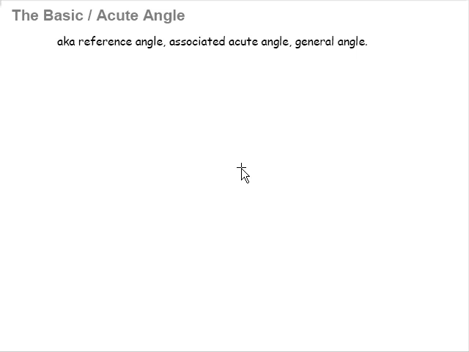The basic acute angle, which is sometimes known as the reference angle, associated acute angle, or the general angle. But most of the schools out there use basic angle or acute angle. So what is this basic acute angle all about? It is very important for you to fully understand how an acute angle works, and what it is all about, in order to do well in this topic of trigonometry.